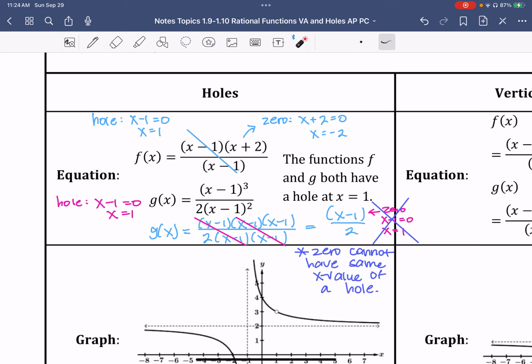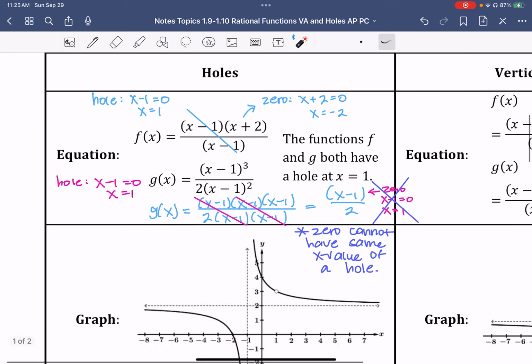Okay, because if you think about it, a 0 is a defined point, right? So let's say I have a graph, and at x equals 1, we're saying we have a 0, but then also at x equals 1, we have a hole. You can't have a 0 inside of a hole, okay? The hole means that there is nothing defined at that point, so therefore the 0 inside is not true anymore, okay? So this one just has a hole at x equals 1.